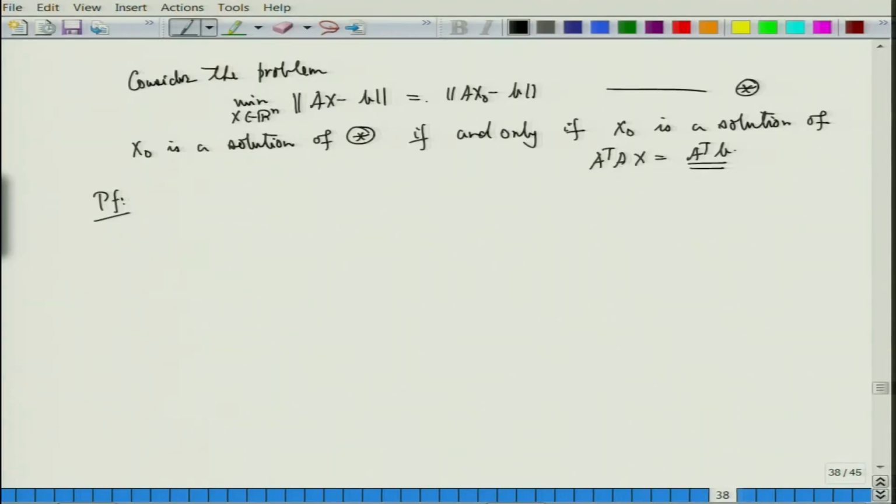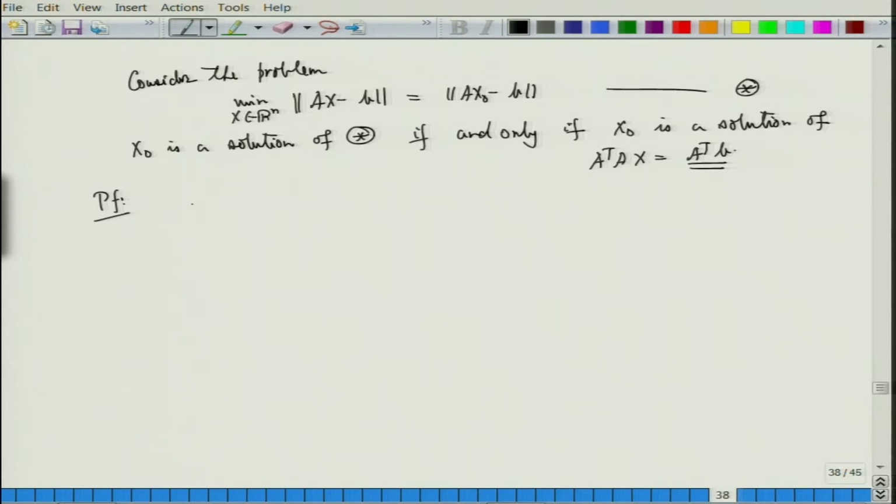Alright, so let us look at this problem. Consider the minimization problem, that we want to minimize the distance between Ax and B. So if B is already in the column space, then the distance between them is 0. So I can solve the system Ax is equal to B, there is no problem.